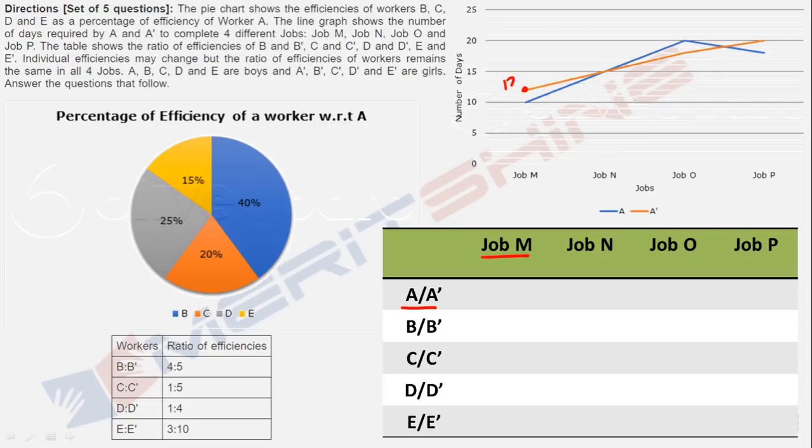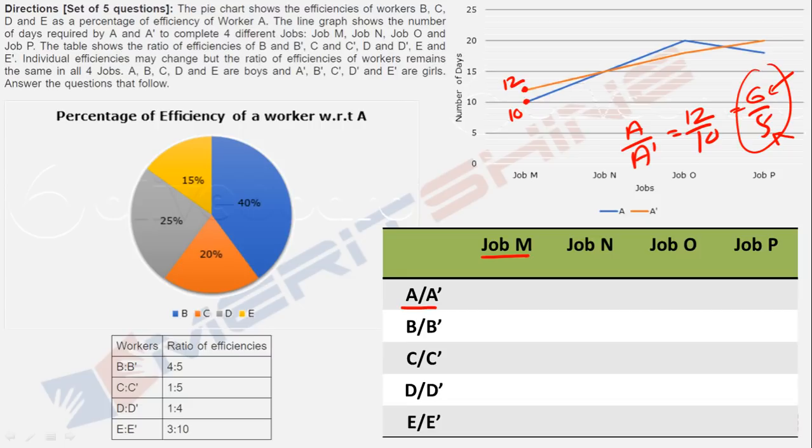A dash takes 12 days and A takes 10 days. So what would be the ratio of efficiencies of A dash? It will be the reverse ratio. So it will be 12 to 10, or you can say 6 to 5. So for A, if the efficiency is 6, for A dash the efficiency would be 5 units. It would be the reverse ratio of the time period that they take.